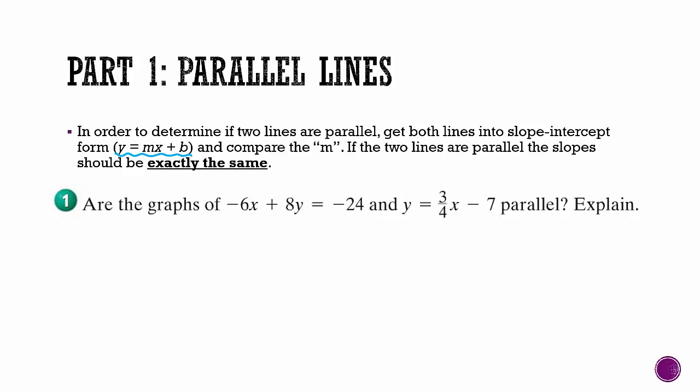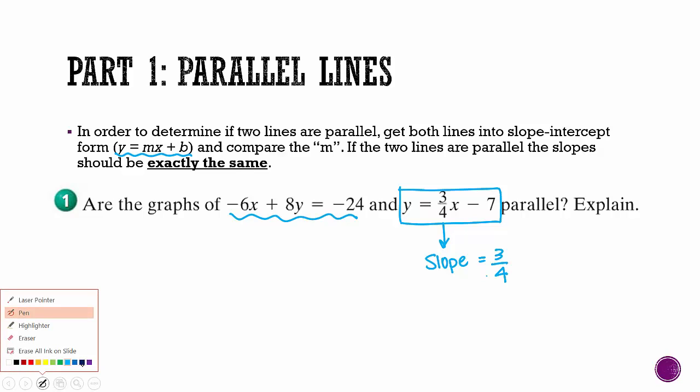So it asks us, are the graphs of -6x plus 8y equals -24 and y equals 3/4 x minus 7 parallel? When I look at this, the first thing I notice is that this equation right here is already in y equals mx plus b. The slope of this is 3/4. So I'm looking for the slope of this line and trying to match it up, seeing if it is 3/4. Right now it's in standard form. And remember, standard form doesn't tell us the slope. It helps us find the intercepts, but we don't really care about those right now.